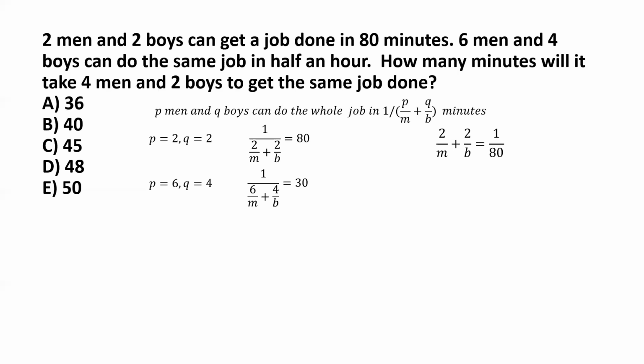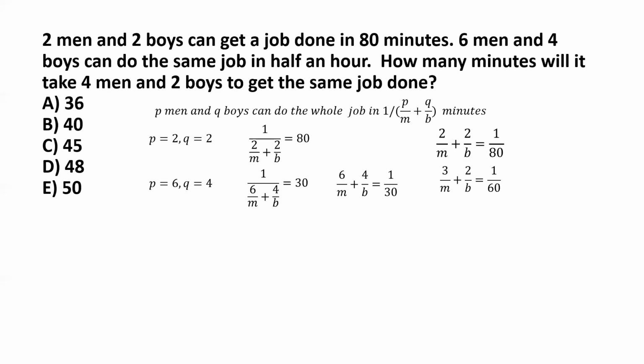And then from this we can write 6 by m plus 4 by b is equal to 1 by 30, and then if we divide both sides of this equation by 2, we obtain 3 by m plus 2 by b is 1 over 60. So we have now two nice equations. They're simple, we have two variables. It just comes to a matter of solving this.